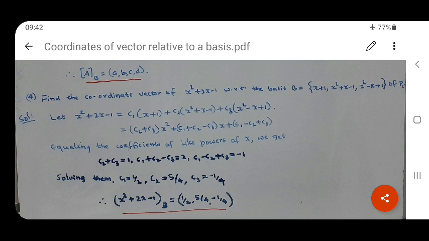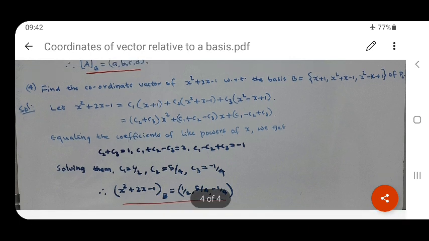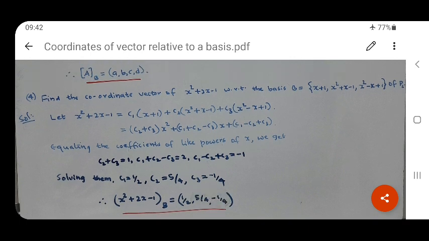Solving them, we get c1 equal to half, which is the coefficient of the first vector, c2 equal to 5 by 4, the coefficient of the second vector, and c3 equal to minus 1 by 4, the coefficient of the third vector, x square minus x plus 1. Therefore, the coordinate vector relative to the given basis is (1/2, 5/4, -1/4).